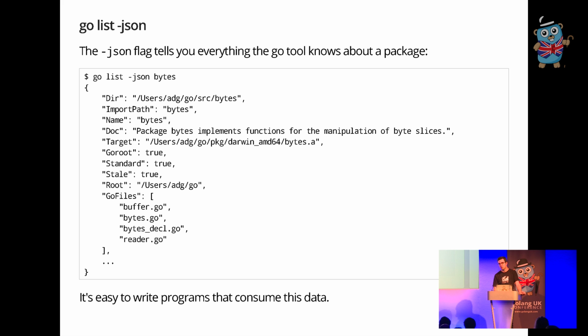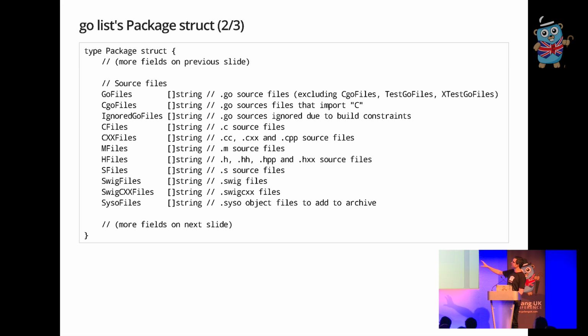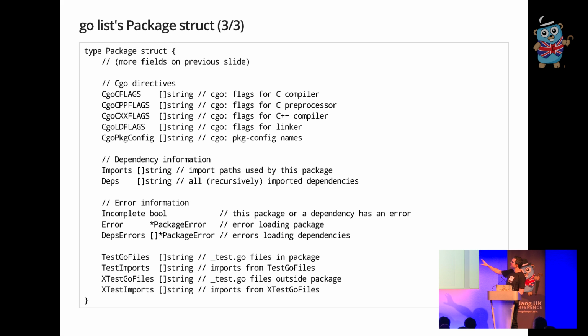Useful things are the directory in which that package lives, documentation, what the build target is, whether the build is stale, so whether go install would actually update the build target or not, and also the files that comprise the package. So there's actually a struct in the documentation which specifies all of the fields available in that JSON blob. And so this is 1/3 of it. This is the next third, all the different kinds of source files that might make up a package. And also any CGO directives, dependency information, the package's direct imports, as well as all of its transitive imports. So that's imports and deps.